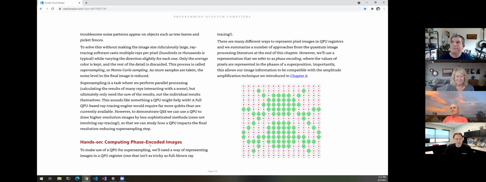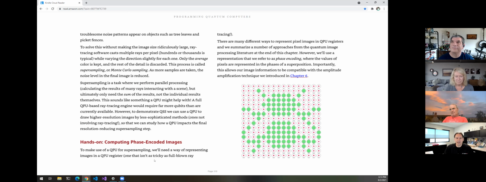But he starts introducing, okay, now let's create images. And I was kind of lost. I'm like, we're not sampling anything. We're just using fancy math and code to create cute images. And then I realized, oh, I missed a couple of important sentences here. Right off the bat, he says, to make use of the QPU for super sampling, we first need a way of representing images in the register.